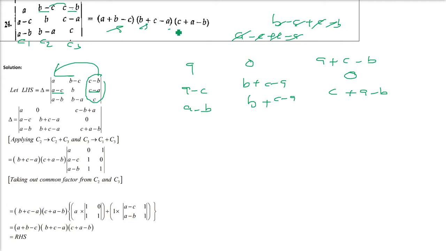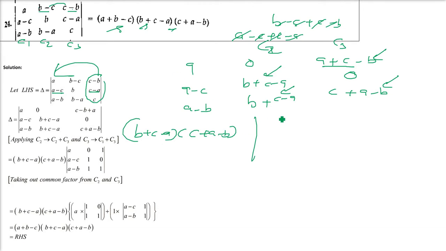So what do we get? In the second column, we have B plus C minus A. In the third column, we have A plus C minus B. These two you can take common. So you see in the answer also we have these two factors. So B plus C minus A I'm taking, and C plus A minus B I'm taking. What do you get? A minus C, A minus B, 0, 1, 1, 1, 0, 1.